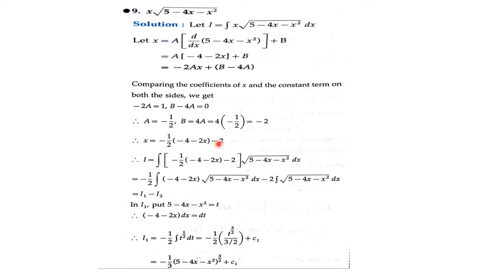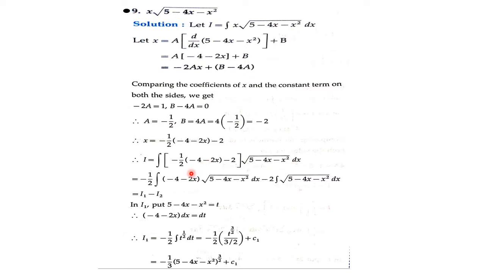Remember that. Now, replacing the value of x in integral r by this new value, the integral becomes I is equal to the integration of, in brackets, minus half into (minus 4 minus 2x) minus 2, into root of 5 minus 4x minus x square dx. Isn't it?